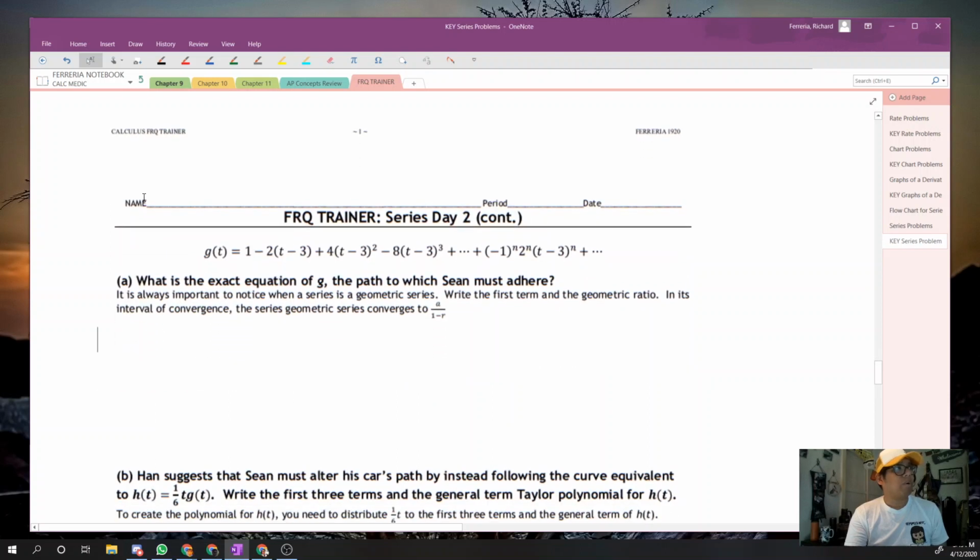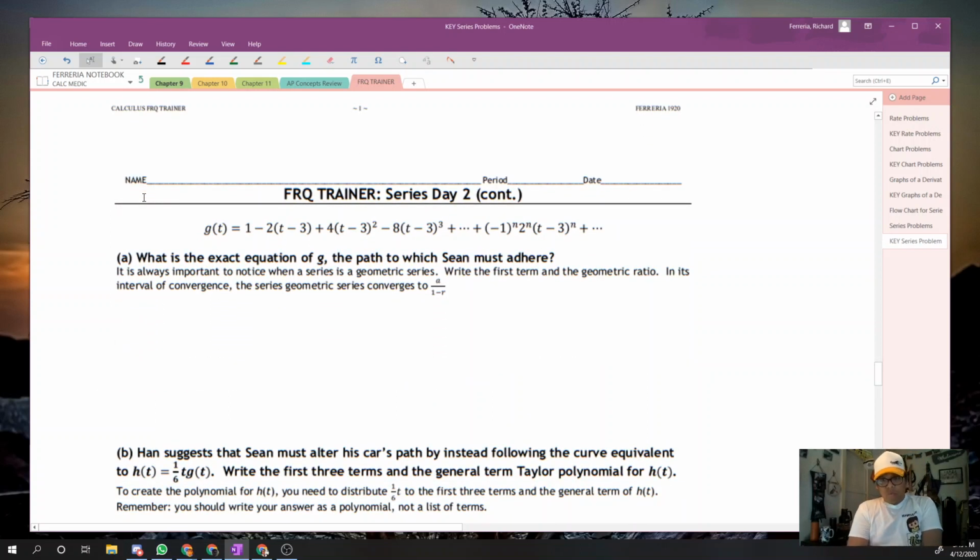Letter A, what is the exact equation? So whenever a question in the series section asks you for an exact equation, there are only two things that could be going on. Number one, maybe the series you're looking at is some form of e to the x, maybe it's some form of cosine, maybe it's some form of sine. And number two, maybe it's a geometric series. So you need to be familiar enough with these series to know, are you looking at sine? Are you looking at cosine? Are you looking at e? Are you looking at a geometric series?